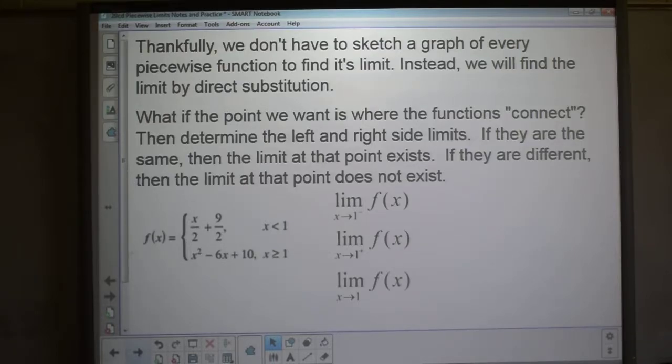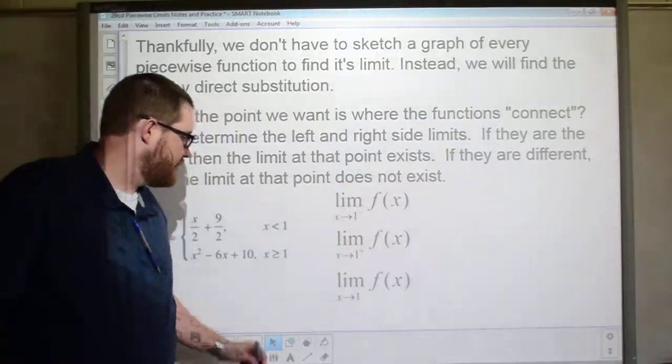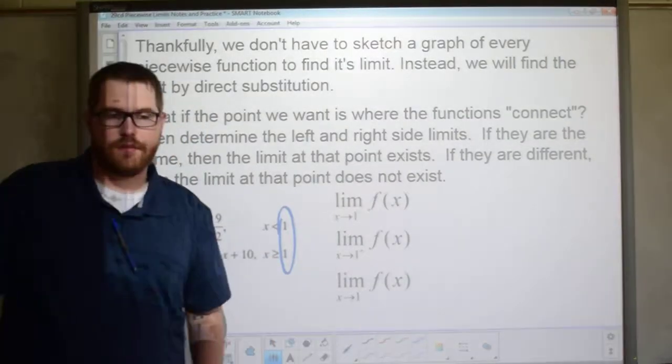Problem is, what if we want where they connect? Then we determine the left and the right side limits. If they're the same, then the limit exists, and if they're different, the limit doesn't. Well, what do I mean? Well, here's a piecewise function that connects at the point 1.